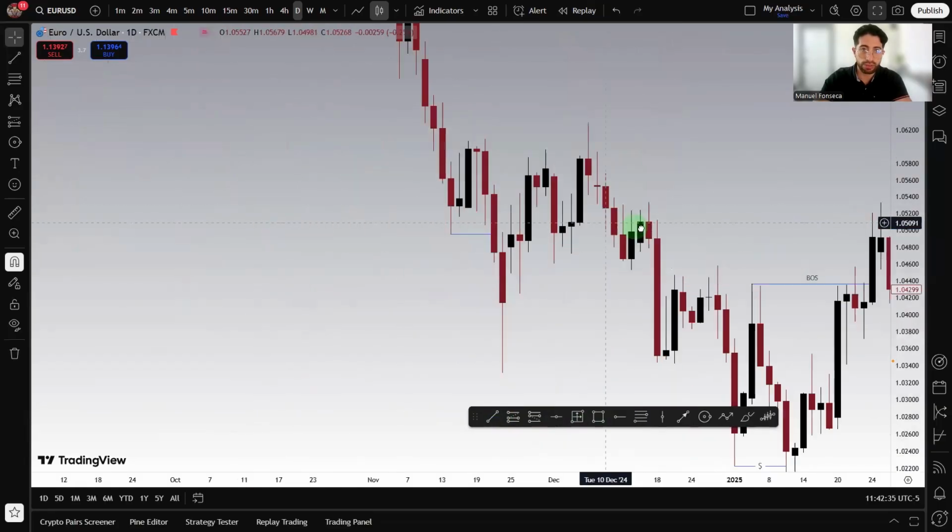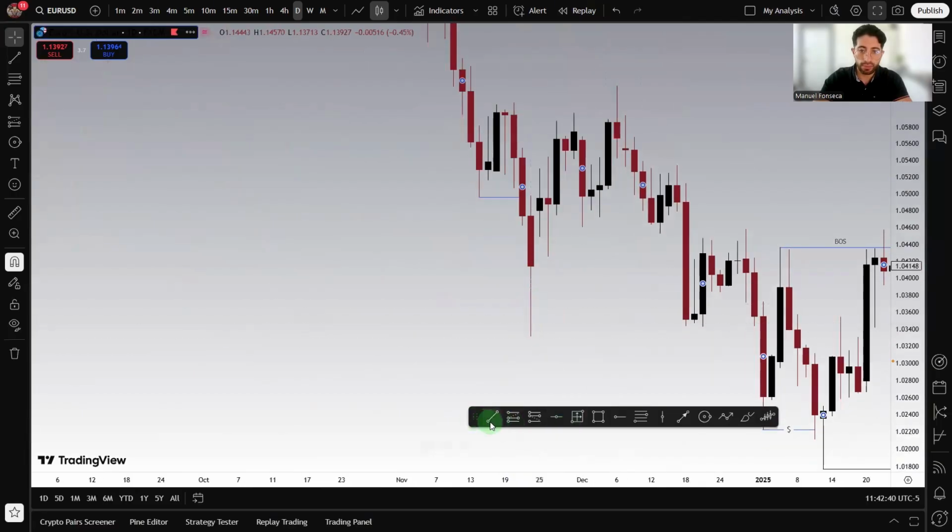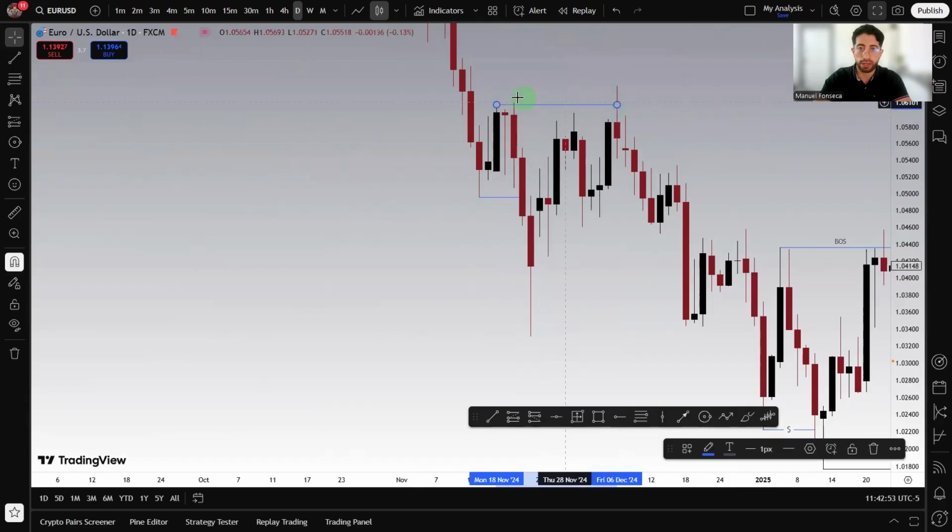Imagining, we're just imagining, right? That this is the strong low, correct? Now the price makes the swing low here, okay? Lowest point of the market. Then it makes this swing high, which will be this one, right? Which will be the highest point of the market.